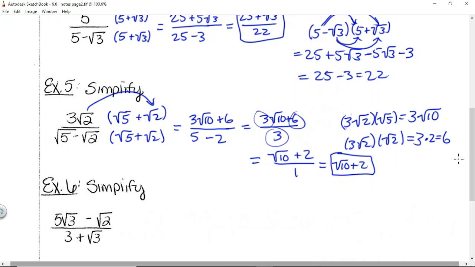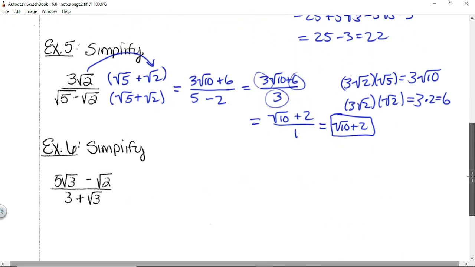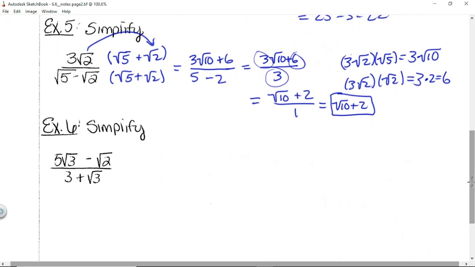Okay, so one more. So we know the drill. Multiply numerator and denominator by that conjugate. So that conjugate is 3 minus the square root of 3.